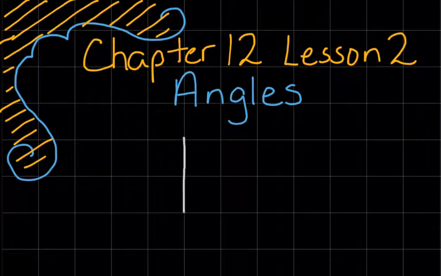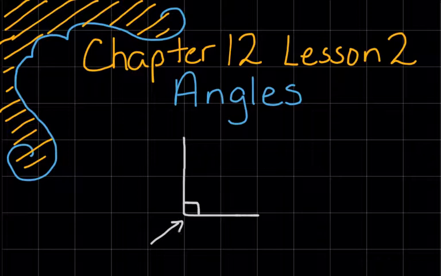A right angle is when you have two lines that meet and form a square corner. Right here is a square corner. And this corner where the lines meet is called a vertex. And if it looks like this, like a square, it is a right angle. It doesn't matter where it is as long as it makes a square corner.